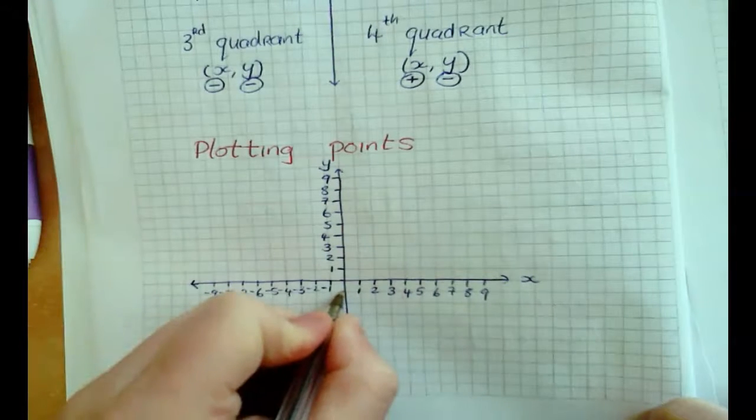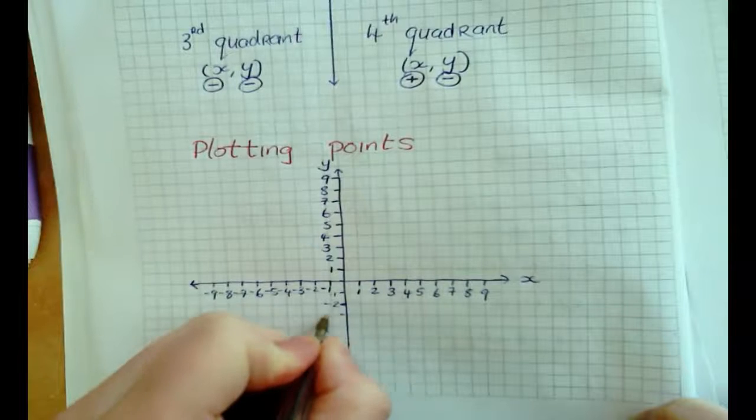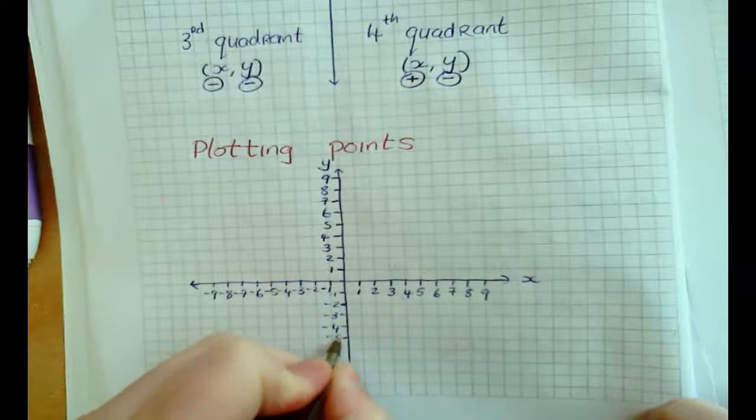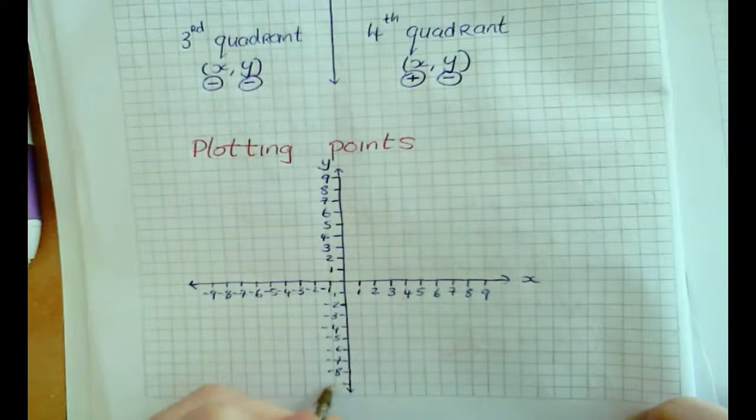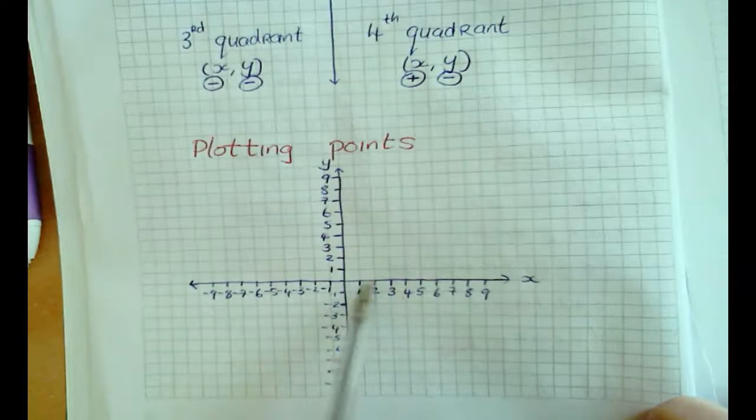And then the same this way. So -1, -2, -3, -4, -5, -6, -7, -8, -9. Okay, lads, so if there's 1 box to 1, there must be another box to 2. If we did 2 boxes to 1, then there'd be another 2 boxes to 2.